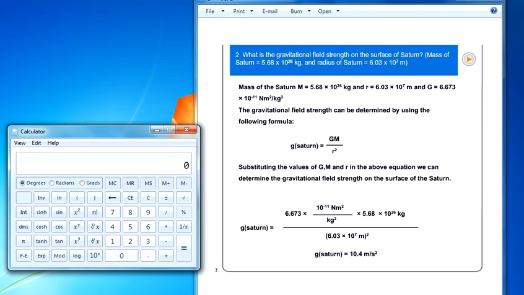So let's start with the equation. It says gravity of Saturn equals G. Now up here, they're telling you the G is 6.673 times 10 to the negative 11th. This is how you put this in this calculator.